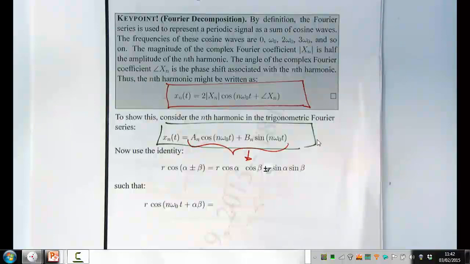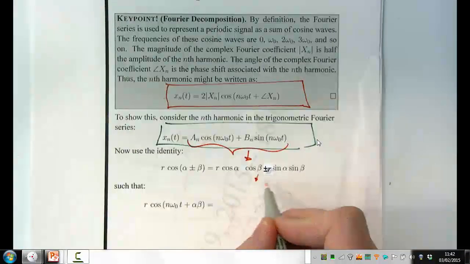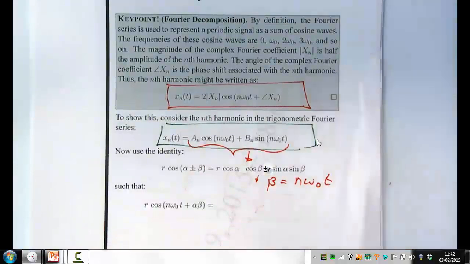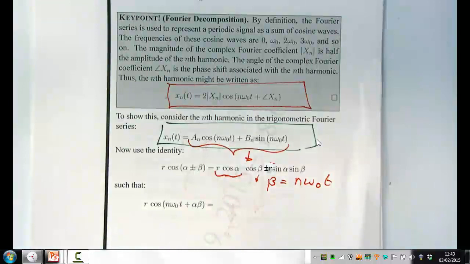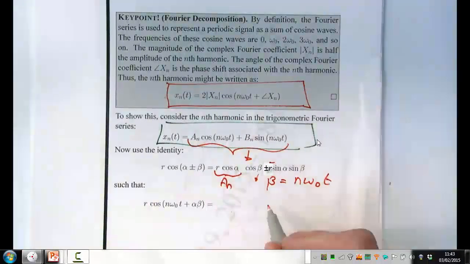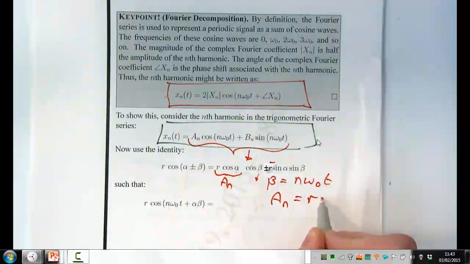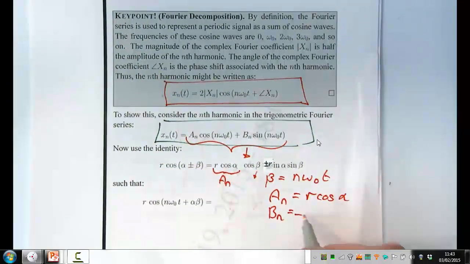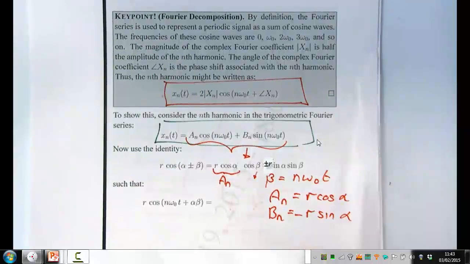it. So if you compared those and you set beta equal to n omega naught t, that's a simple one, and then you compare the other terms. So r cos alpha, that's your a of n. So you've got a of n is r cos alpha, and b of n is minus r sine alpha. So just matching up those two expressions.